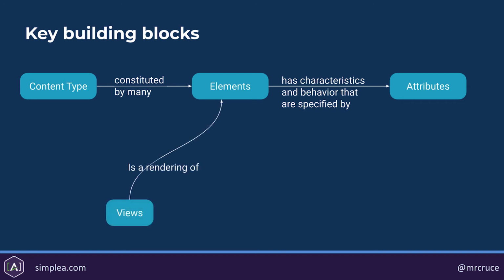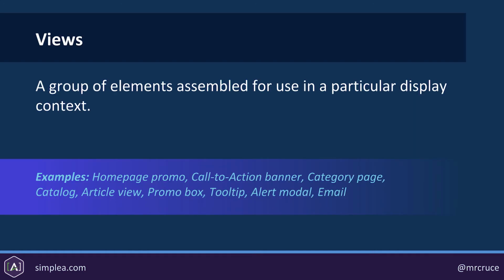Then we need to be able to look at various renderings that are composed of elements. Those renderings we call views. It is any collected representation of content pulled together from our content model elements. So we can define that within the model itself so that humans can understand what are the ingredients related to a particular customer experience that's being created. So a view is a group of elements assembled for use in a particular display context.